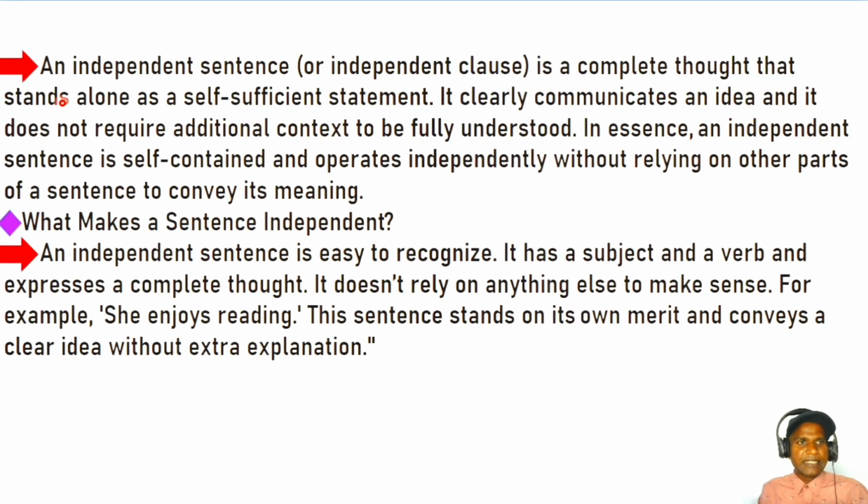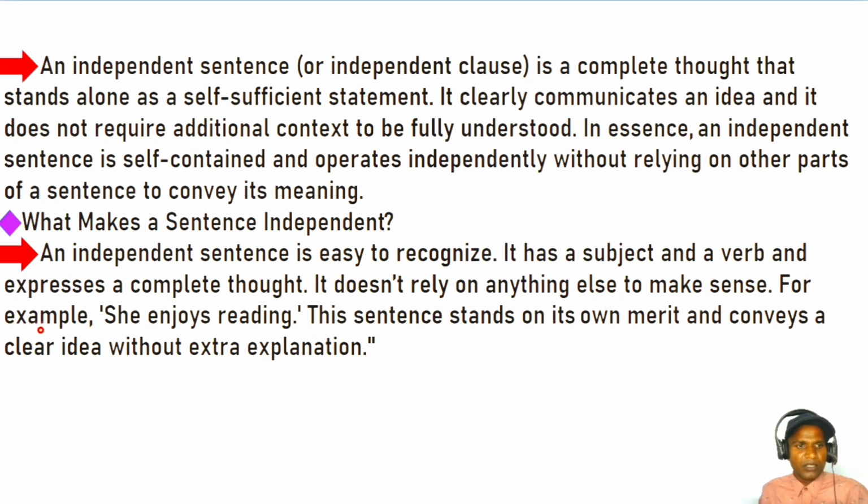You can see on the screen, an independent sentence or independent clause is a complete thought that stands alone as a self-sufficient statement. It clearly communicates an idea and does not require additional context to be fully understood. In essence, an independent sentence is self-contained and operates independently without relying on other parts of a sentence to convey its meaning. What makes a sentence independent? An independent sentence is easy to recognize. It has a subject and a verb and expresses a complete thought. It doesn't rely on anything else to make sense.